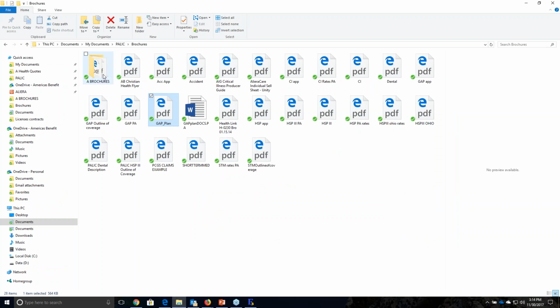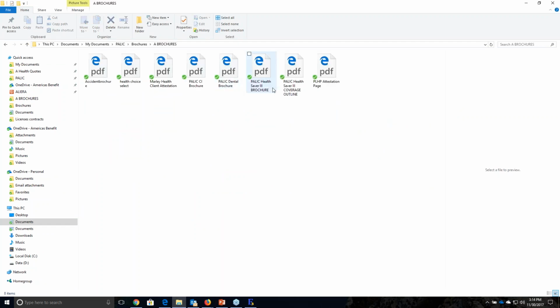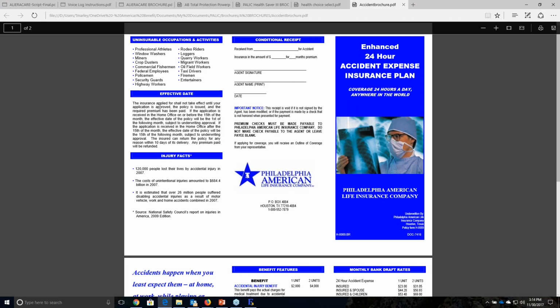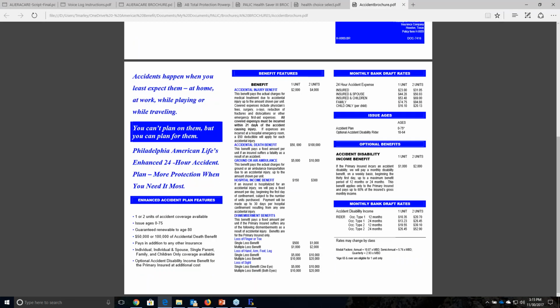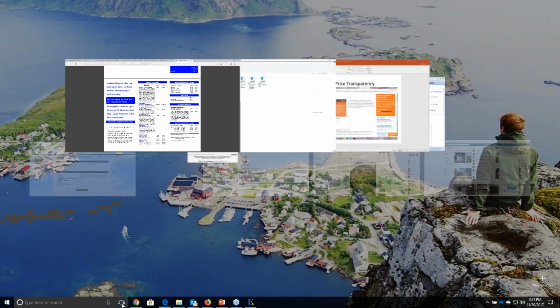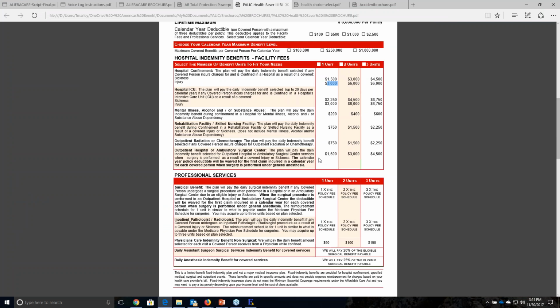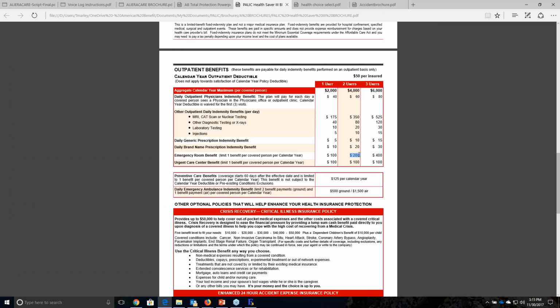Sure. All right, so we talked about Health Saver. We talked about the Health Choice. Accident brochure, pretty simple. We always add this to every plan because the ER benefit of being only $200 is, $200 on the Health Saver, $300 on the Health Choice.